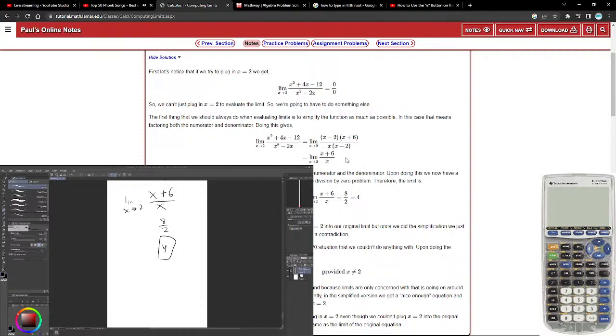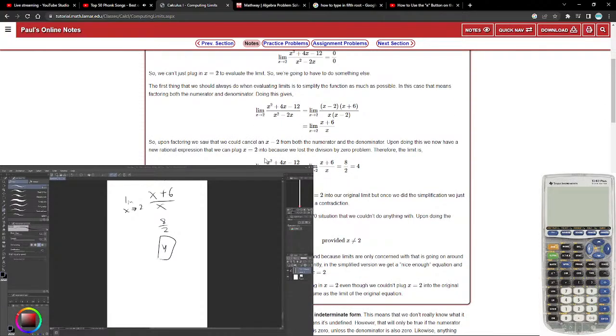In this case, that means factoring both the numerator and the denominator. Doing this gives, so upon factoring, we saw that we could cancel an x minus 2 from both the numerator and the denominator. Upon doing this, we now have a new rational expression that we can plug x equals 2 into because we lost the division by 0 problem. Therefore, the limit is 4. Note that this is, in fact, what we guessed the limit to be.